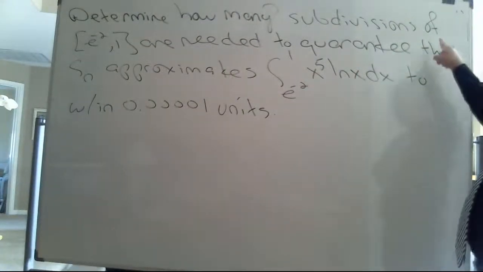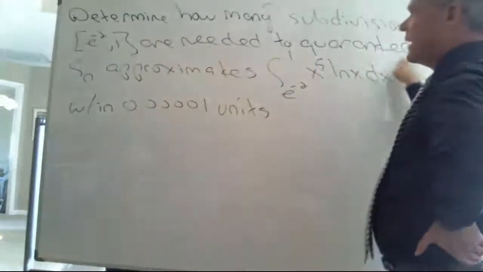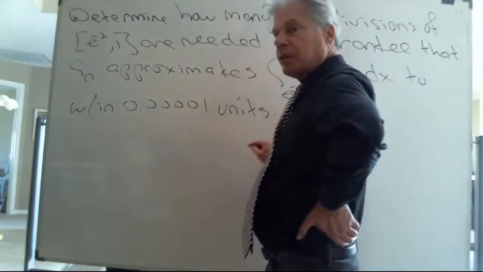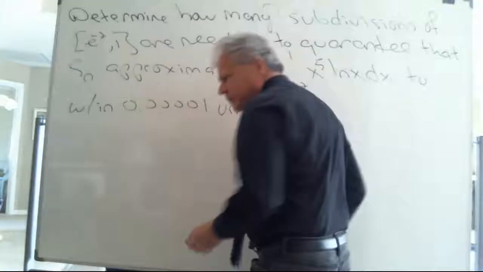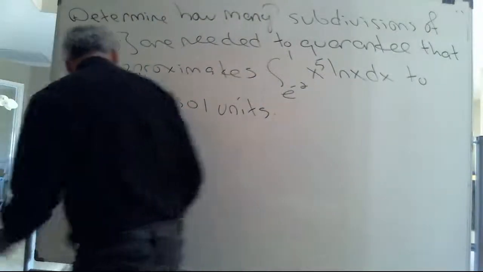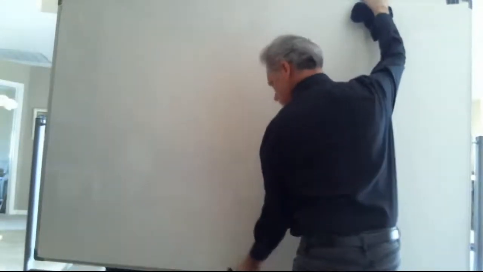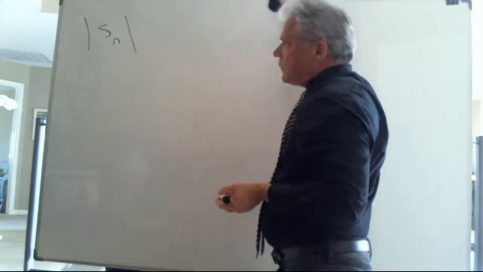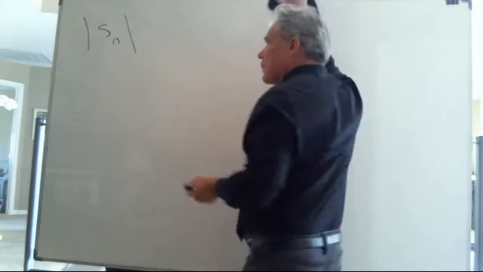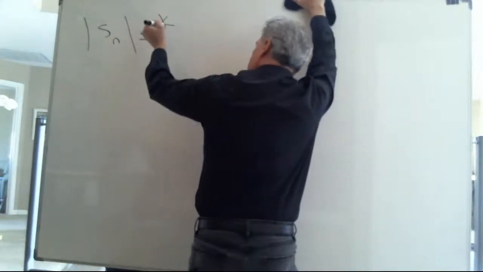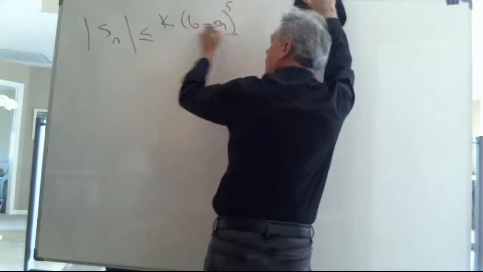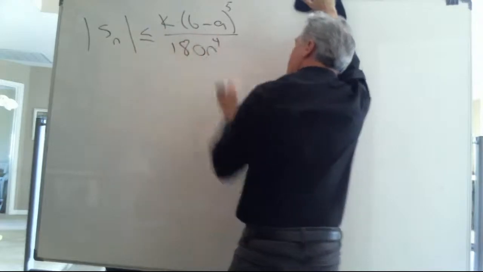Determine how many subdivisions of this interval are needed to guarantee that S of n approximates this definite integral to within this many units. Well, our error formula says this. In absolute values, using n subdivisions with Simpson's rule is going to give you an error that's bounded above by some constant K times (b minus a) to the fifth, all divided by 180 times n to the fourth.